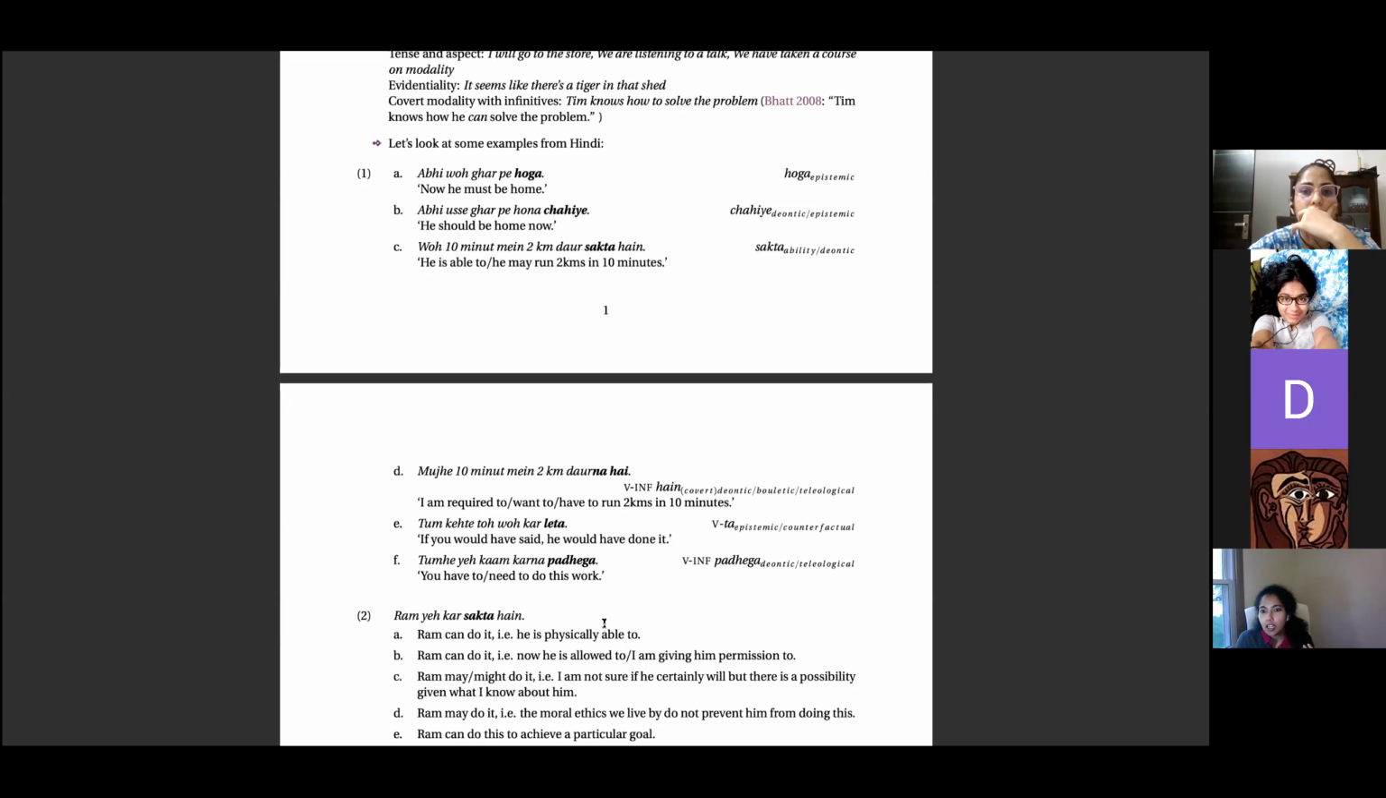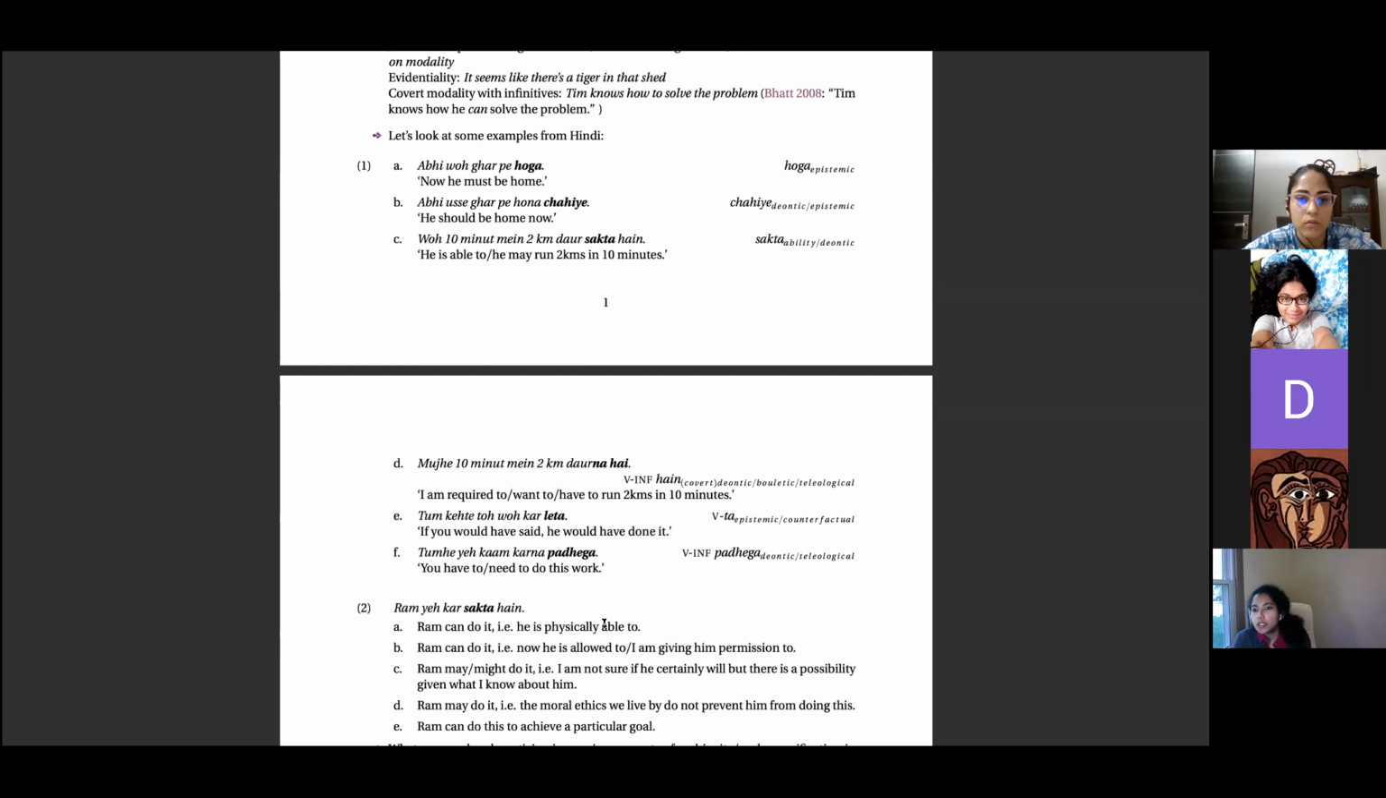Then there is a morality reading, so again, paraphrasable with a "may." The moral ethics we live by do not prevent him from doing it. So he can do it, he may do it, if he wants to. And then there is a teleological reading where he can do this to achieve a particular goal.